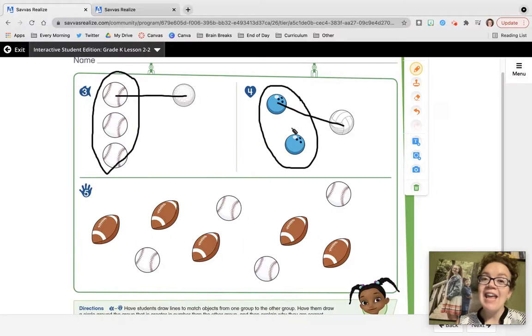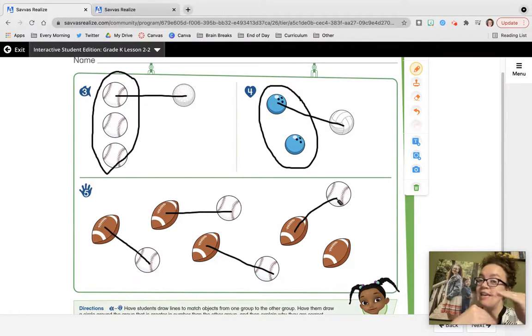Put your finger on hand number 5. Look at this one. We're matching footballs to baseballs to see which one is greater than. Football to baseball. Football to baseball. Uh-oh, they are not equal. Which one has more? The footballs. So we are going to circle the footballs.